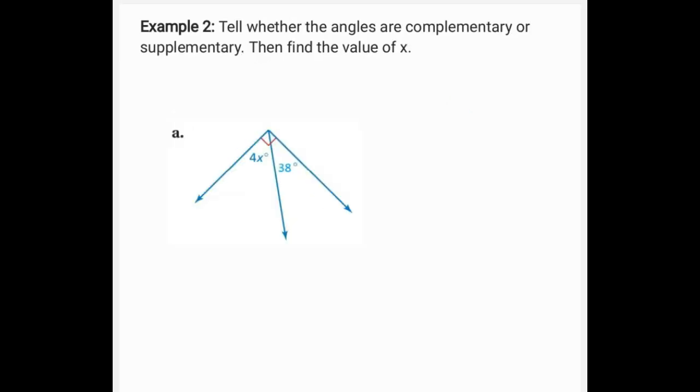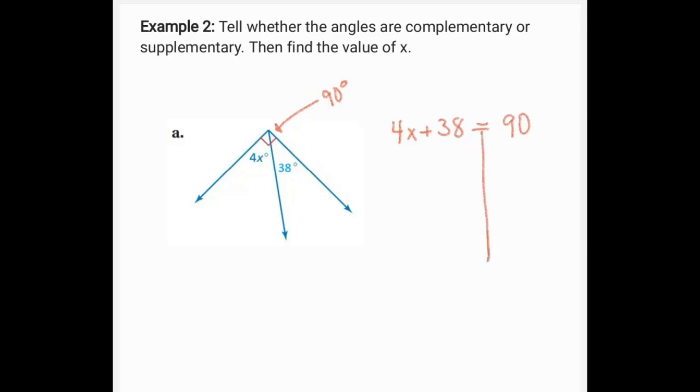In example 2, we're asked to find if it is complementary or supplementary, and then use that definition to find out what the value of x is. So in this case, I can see that there is a 90 degrees right angle right here, which gives us that this is a complementary angle. So let's set this up as a complementary angle. We have 4x plus 38 is equal to 90 degrees.